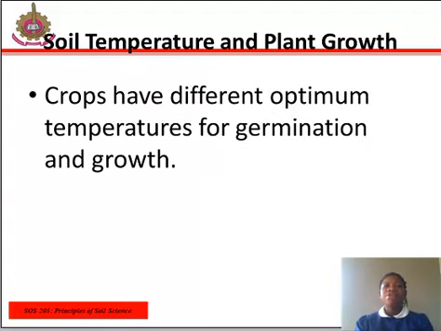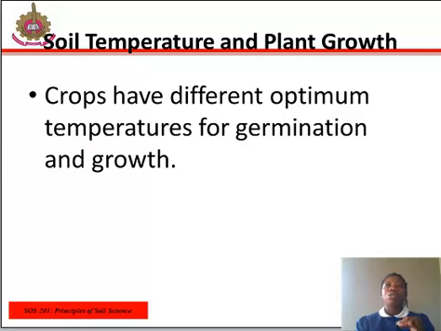In order to achieve maximum seed germination and growth, soil temperatures must be at their optimum. Crops have different optimum temperatures for germination and growth. For example, wheat and peas have 4 to 100 degrees Celsius. Corn has 10 to 29 degrees Celsius, while potatoes have 16 to 21 degrees Celsius. Sorghum and millet have 27 degrees Celsius, and cabbage and spinach have 8 to 10 degrees Celsius.